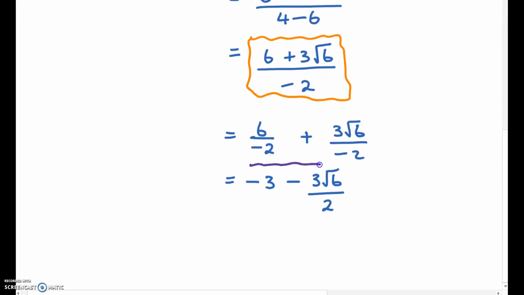So there are at least 2 ways to write your answer, and either of those, what's ringed in orange or what's fenced off in the purple, both are correct. Just 2 different ways of writing the same answer.